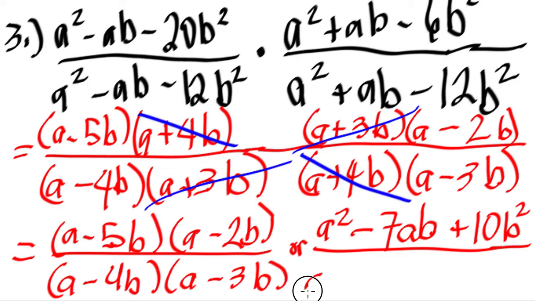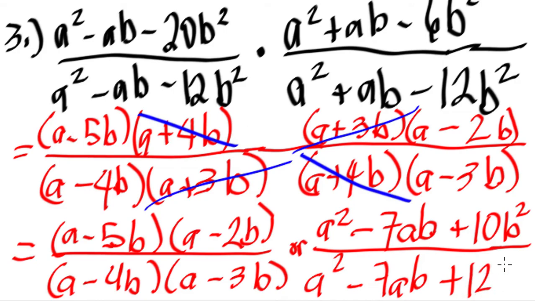In the denominator, how about this? A times a is a squared. A times minus 3b is minus 3ab. Minus 4b times a is going to give us minus 4ab. So negative 3ab minus 4ab is going to give us minus 7ab. And then minus 4b times minus 3b is going to give us positive 12b squared. And either of these will be our answer for number 3 actually.